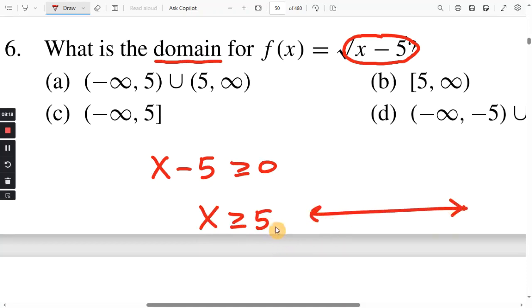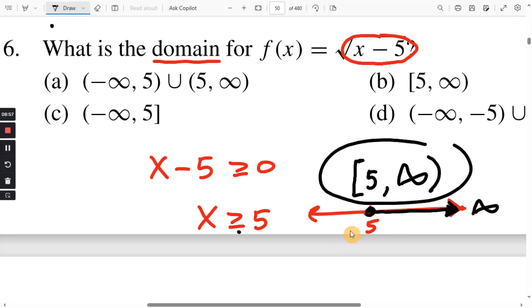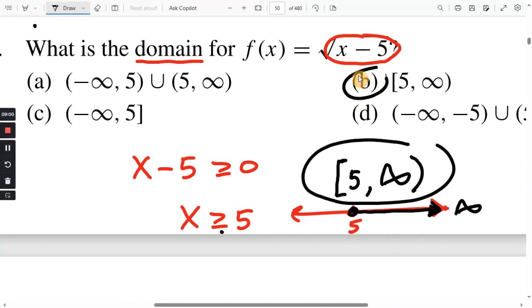On the number line, you start at 5, you include the 5, and then it's everything greater than or equal to 5. In interval notation, it starts at 5, it includes 5, so use the square bracket. If you use the rounded one, that means it doesn't include 5, but it's greater than or equal to 5. And this runs all the way to infinity. So it's 5 comma infinity, and for infinity, you always use the curved parenthesis. So that's your answer, and that is answer B.